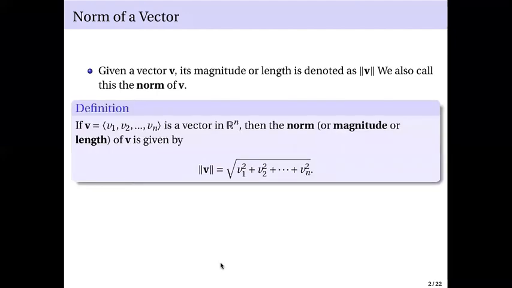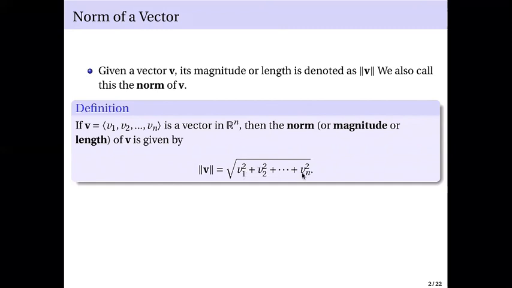So if we are given the components of the vector v, we have v1, v2 until vn. So this is a vector in Rn. Then the norm or magnitude or length of v is given by this formula. We square the components, then we add them and we take the square root. So the norm of v equals the square root of v1 squared plus v2 squared plus until vn squared.